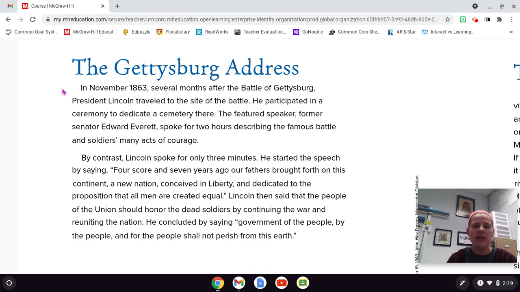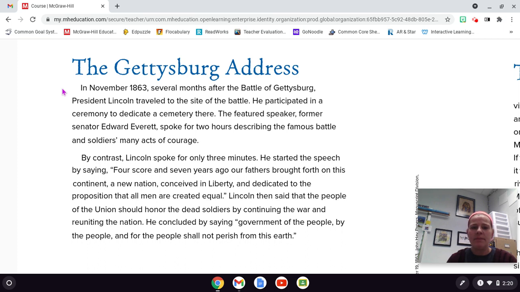He started the speech by saying, "Seventy-seven years ago, our fathers brought forth on this continent a new nation conceived in liberty and dedicated to the proposition that all men are created equal."